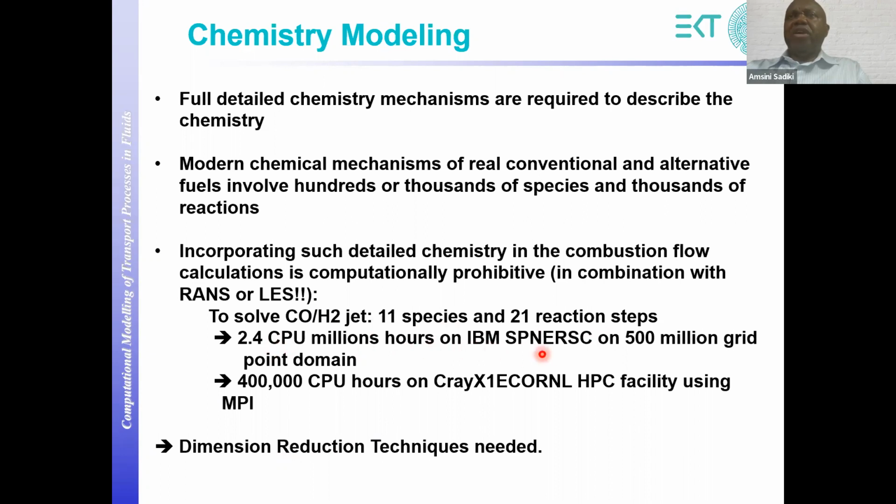And we use here IBM computers. With such a large number of grid points, we need so many CPUs, and on Cray we use this number of CPUs where we have parallelization. So then we can say the full chemistry is required, but very time consuming.